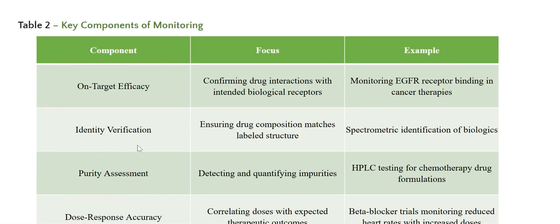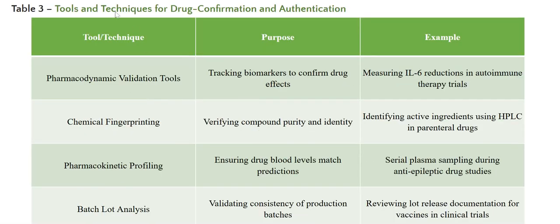Next is a table on key components of monitoring. Component, focus, example. The components we have are target efficacy, identity verification, purity assessment, dose response accuracy, and traceability. A table on tools and techniques for drug confirmation and authentication: tool, technique, purpose, example. The tools or techniques we have are pharmacodynamic PD validation tools, chemical fingerprinting, pharmacokinetic PK profiling, batch lot analysis, and portable authentication devices.